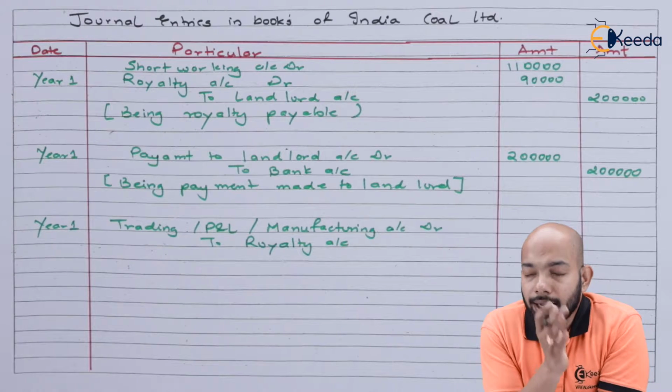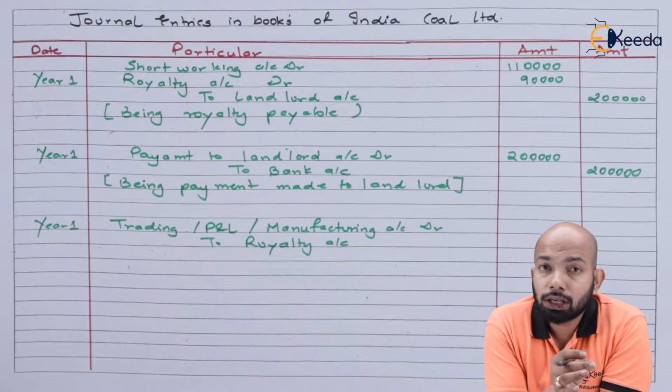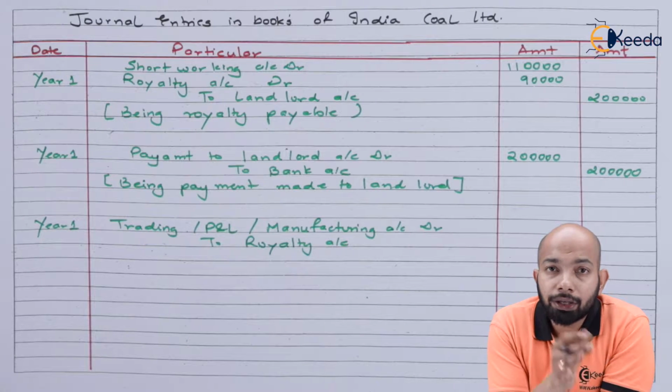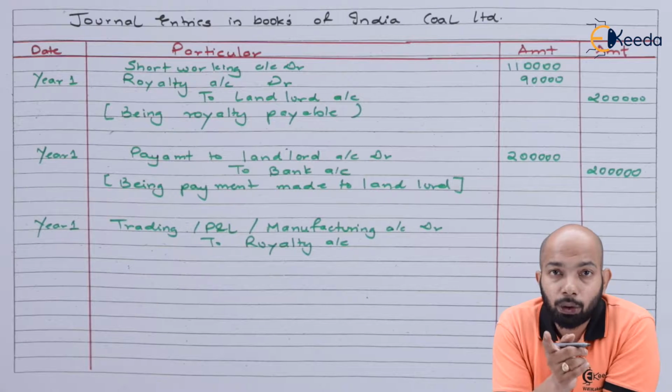So the next entry, and the last entry that we have passed for year 1, is trading account debit or profit and loss account debit or manufacturing account debit to royalty account. The amount will be the same, that is 90,000, which has been paid off.